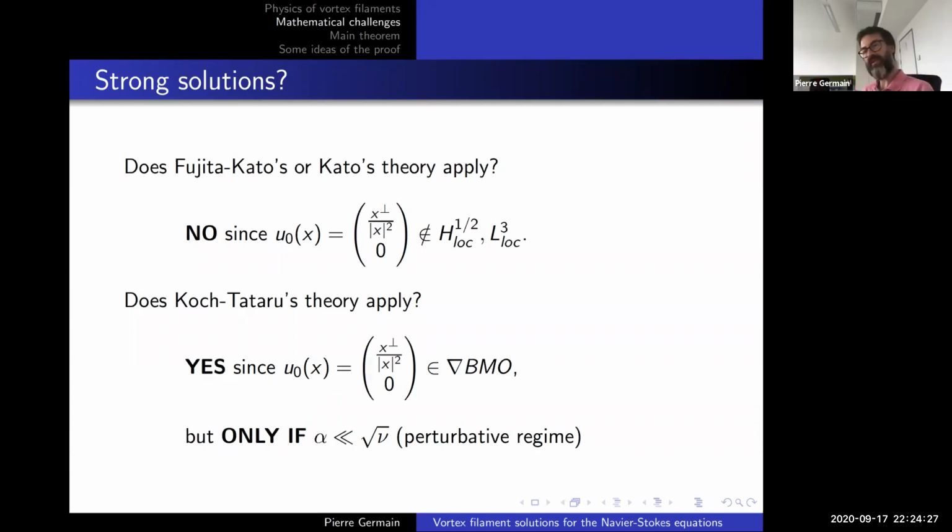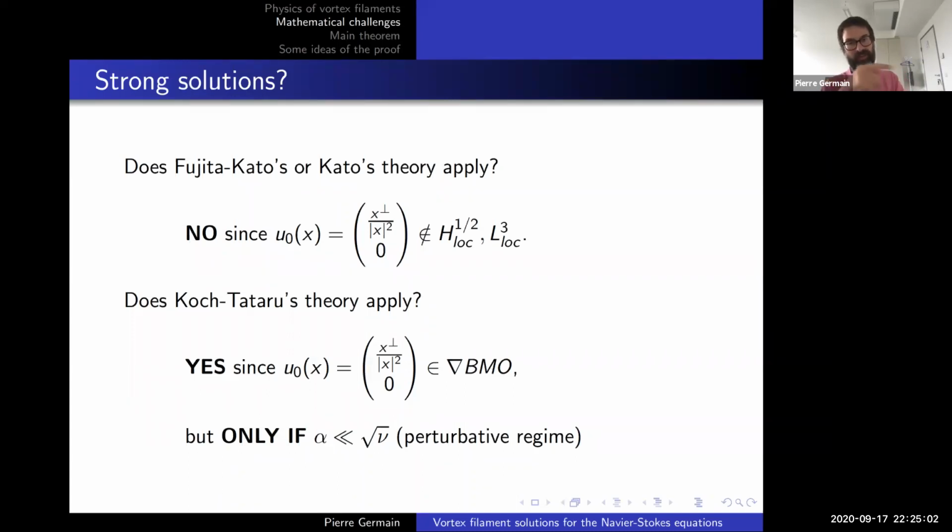Okay, so the theorem does give the existence of solution, but only in a perturbative regime where alpha is much less than the square root of the viscosity. So the strength of the vorticity is much less than the square root of the viscosity. So this makes sense. You know, we know that strong solutions can only deal with perturbative regimes, but physically the interesting case would be alpha large. So we need to do something else.